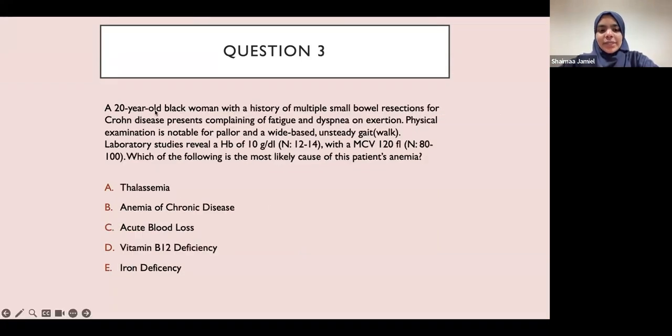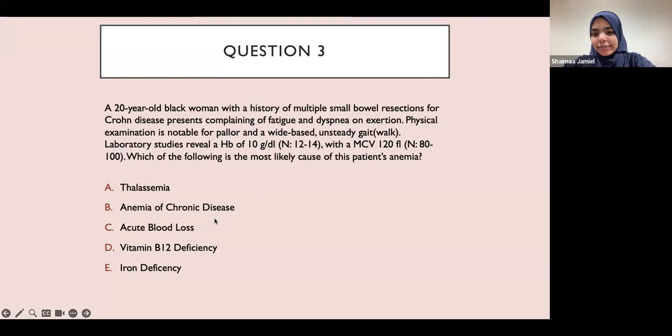Last question. A 20-year-old Black woman with a history of multiple small bowel resections for Crohn's disease presents complaining of fatigue and dyspnea. Physical examination is notable for pallor and a wide-based unsteady gait. Lab studies reveal a hemoglobin of 10 with an MCV of 120. Which of the following is the most likely cause of this patient's anemia?